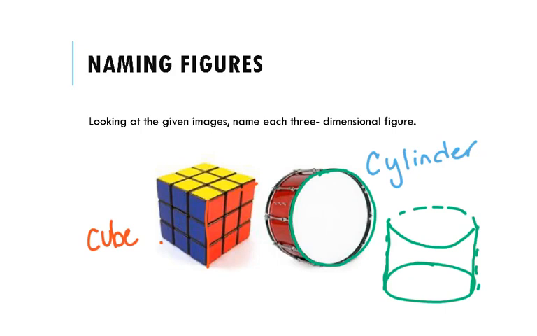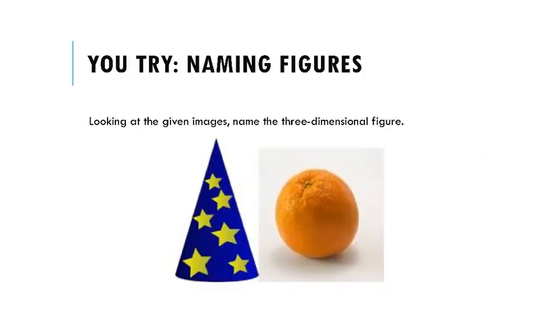Now I want you guys to try yourself. So pause the video right now and try naming this hat with some stars and then the fruit of an orange. So pause the video. Alright, so here's your answers. The first one there is a cone, and then the second one is a sphere.